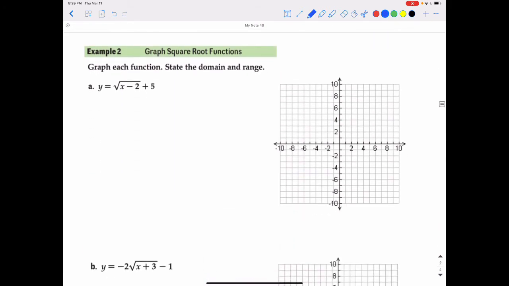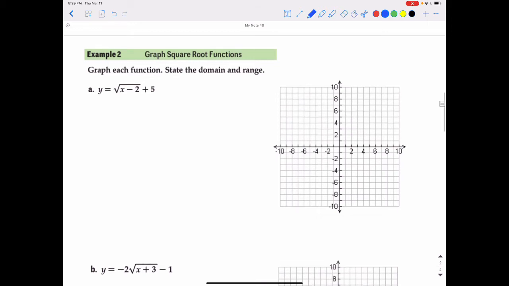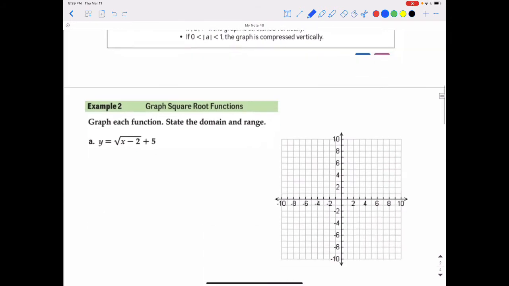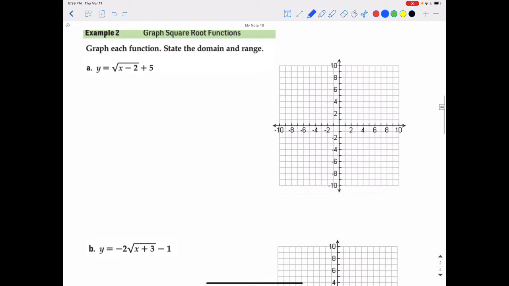So we're going to graph y equals the square root of x minus 2 plus 5, and then we're going to state the domain and range. In order to graph that, we first need to figure out the starting point, and the starting point is going to be based upon the shift. We've got that minus 2 underneath the square root. That's your horizontal shift, but since it's minus, it's actually going to be a movement right 2, because remember, that's one that kind of feels backwards.